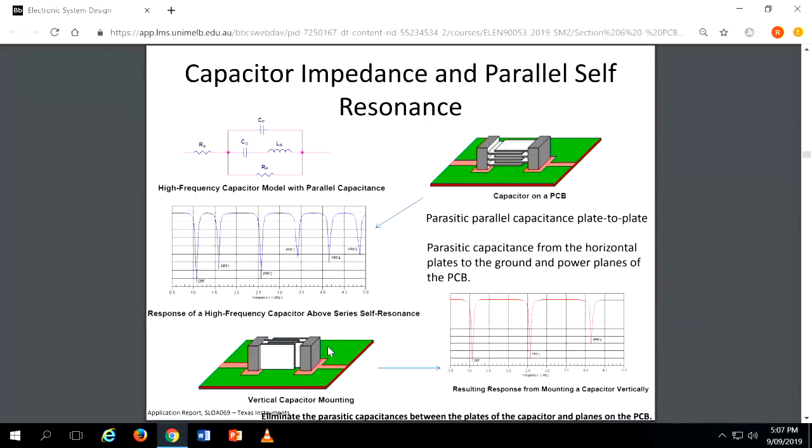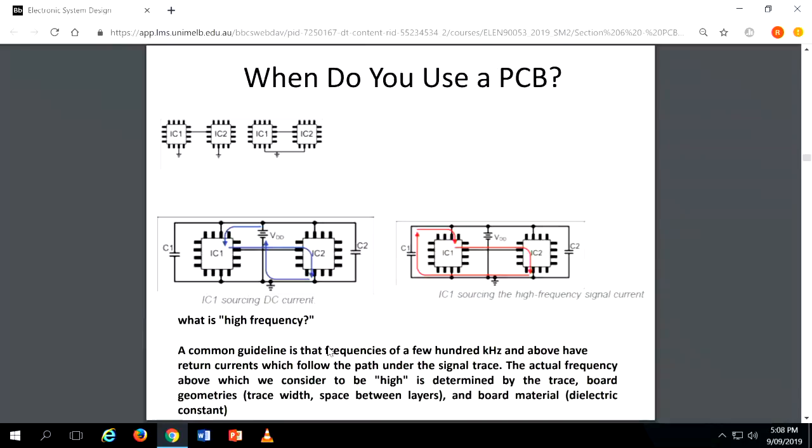Again, for the DSO, it's not really a problem, because you don't have anything with such high frequency. But then when you use a PCB, which we already discussed, what is high frequency? A common guideline is that frequencies of a few hundred kilohertz and above have return currents which follow the path under the signal trace. The actual frequency above which we consider it high is determined by the trace and board geometries.